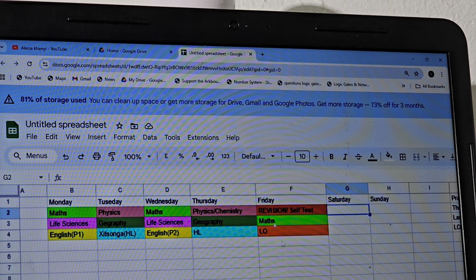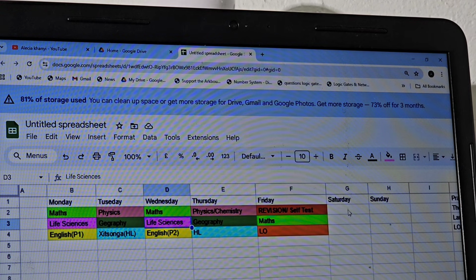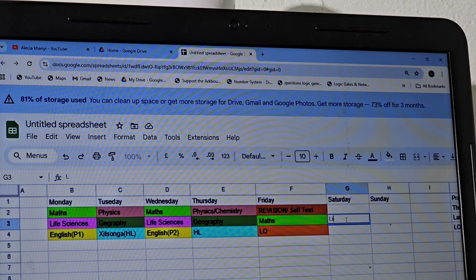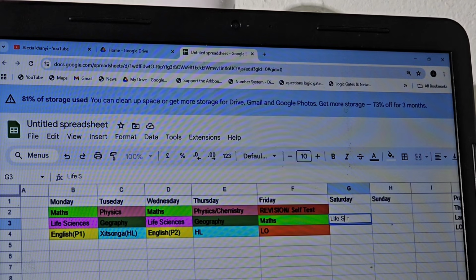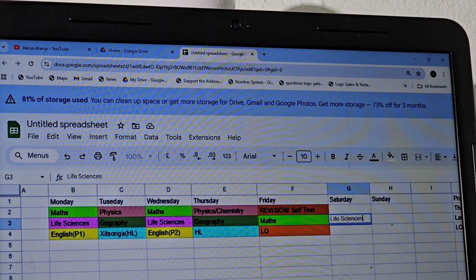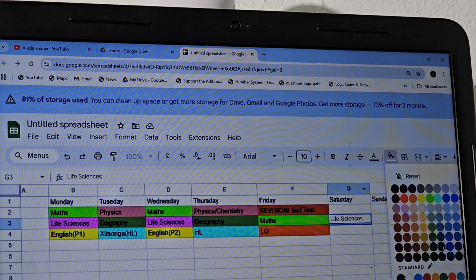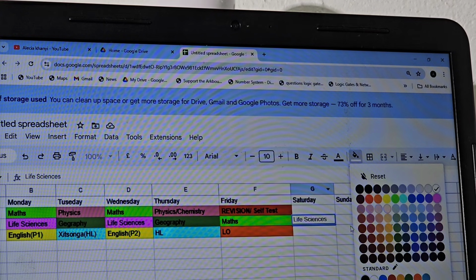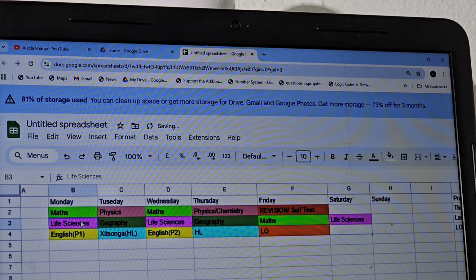If you check, the pink color, the life sciences, hasn't shown up in a long time, so you might want to squeeze in life sciences on a Saturday. Remember, we want to keep the balance, right? We want to keep the balance. Bring back life sciences again on a Saturday.